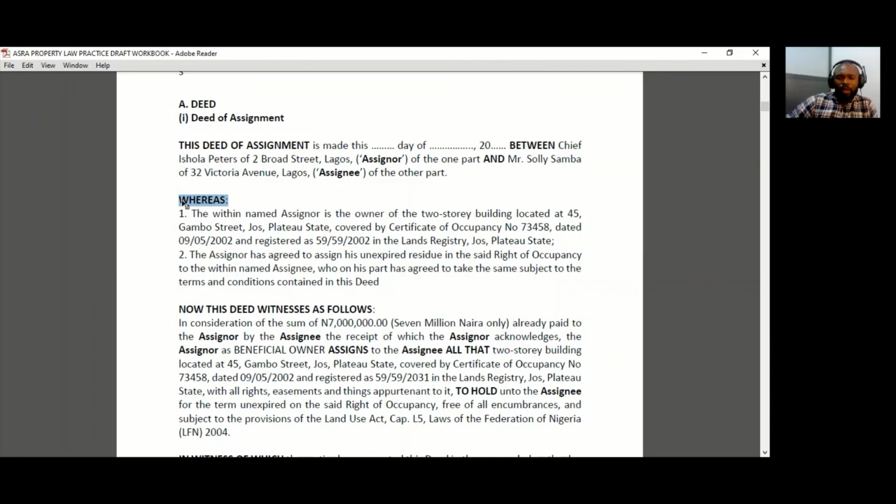All right, so that's the importance of having a recital, and that wraps up the introductory part of a deed of assignment. Again, it's the commencement clause, the date clause, the parties clause, and the recital.